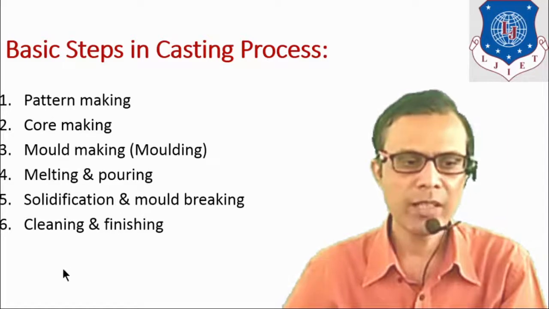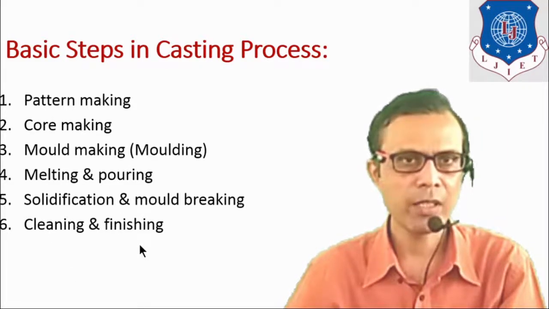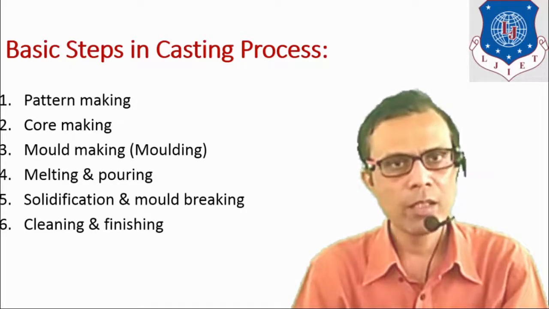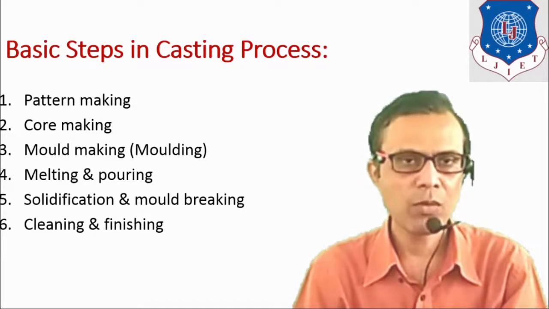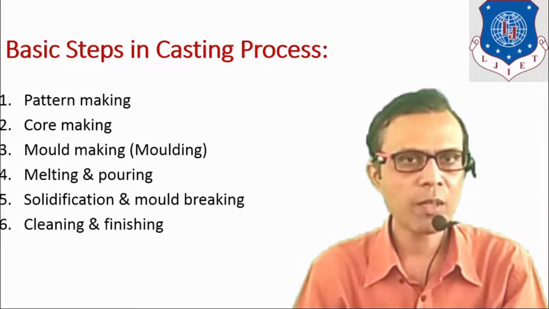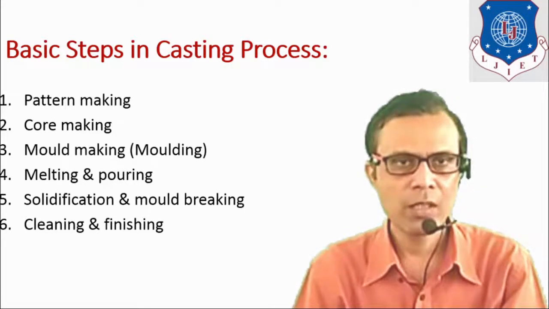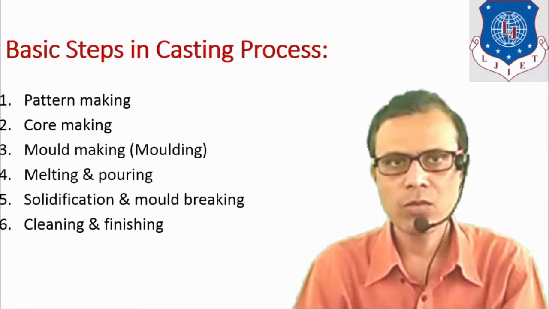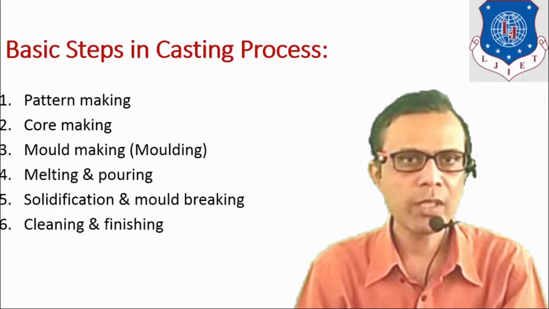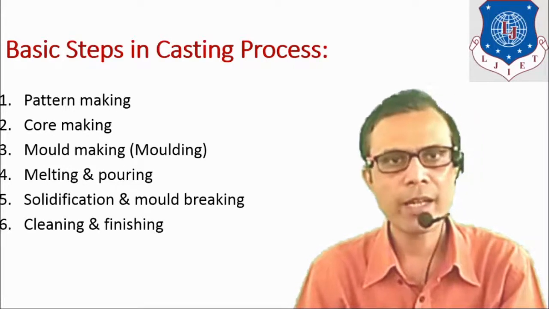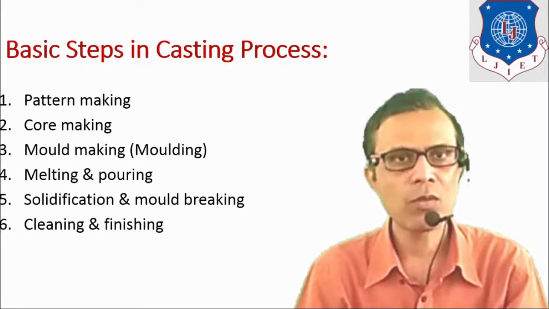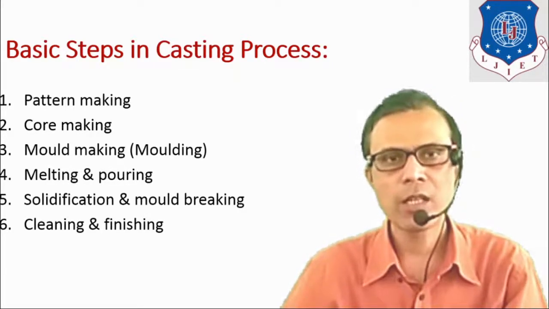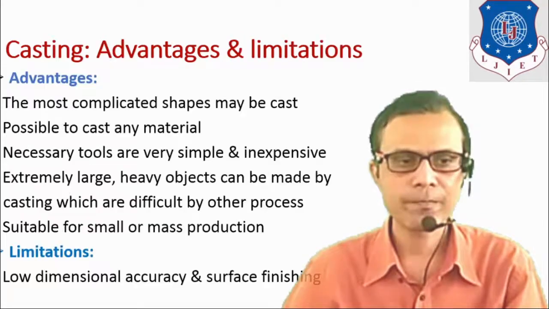Then the final step is cleaning and finishing. Casting is the process in which we cannot get the final product directly because it doesn't have that good a surface finish. So it is always necessary to clean the casting and to do some machining process on the casting, so we can get good surface finish and good dimensional accuracy. These are the basic steps which are involved in the casting process.